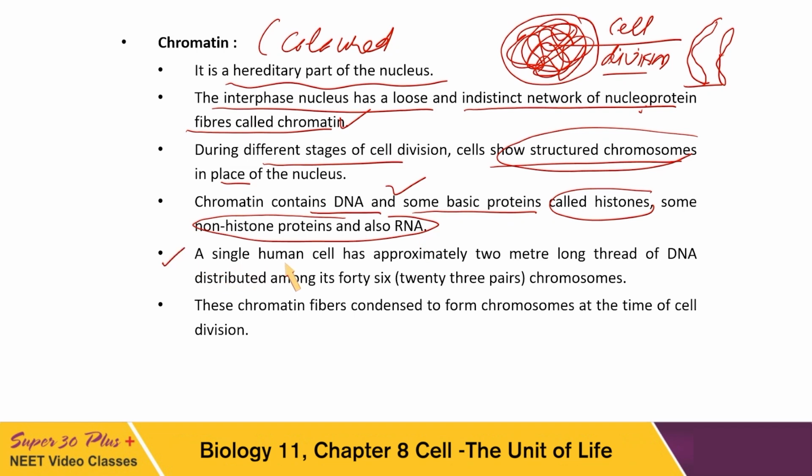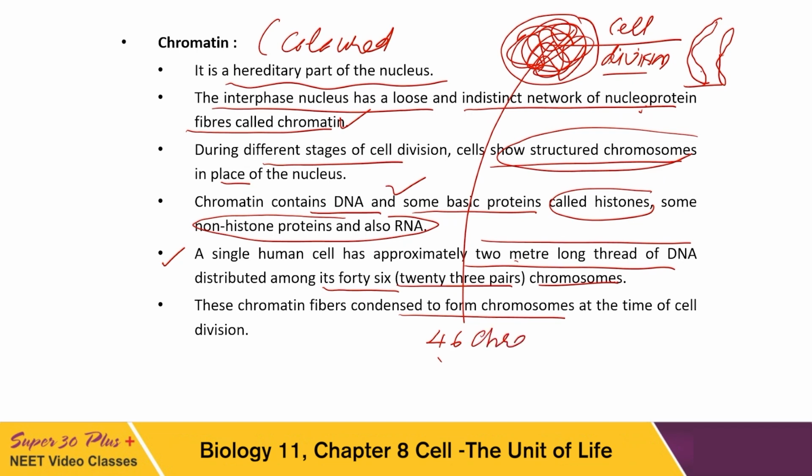You see a single human cell has approximately 2 meter long thread of DNA, and it will be distributed in 23 pairs of chromosomes. The 2 meter long DNA is distributed in 46 chromosomes. These chromatin fibers condense to form chromosomes; in the case of human beings, it will divide and give 46 such segments known as chromosomes. Is it clear?